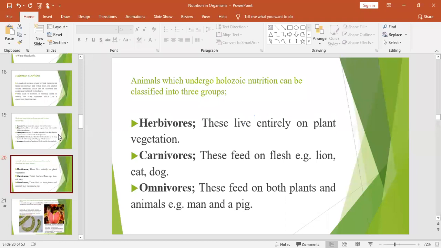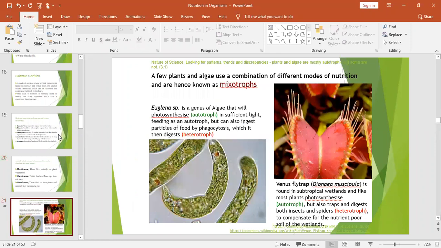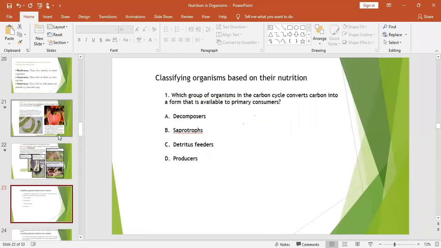Then there are those that are omnivores. An example is man and a pig. They feed on both plant and animal materials. Now, we also said that there are few plants and some algae which are called mixotrophs because they can obtain food either by themselves, autotrophic, or at times they also get ready-made food and then they digest it. An example is Euglena and then the Venus flytrap. So those are some of those examples.